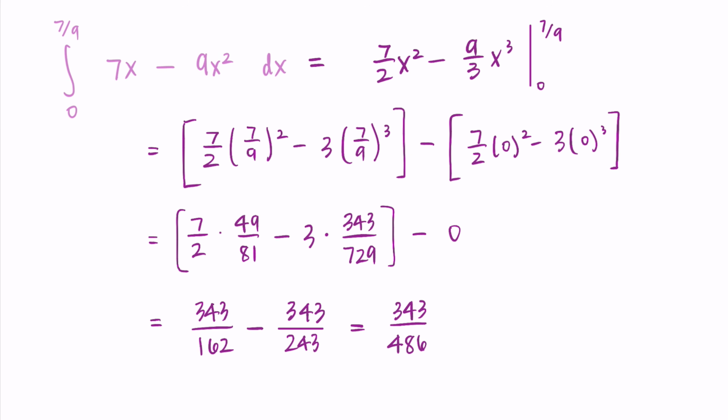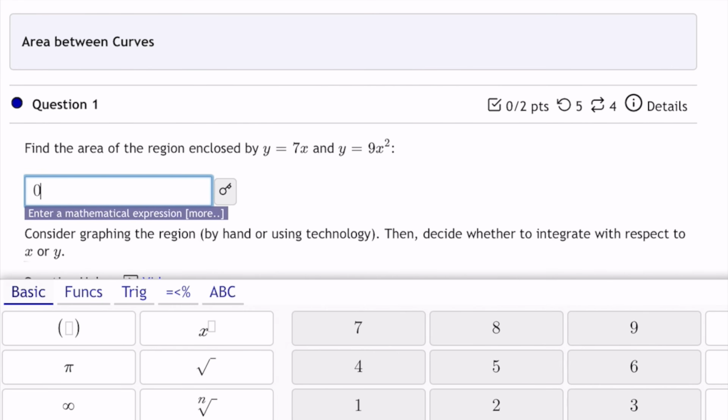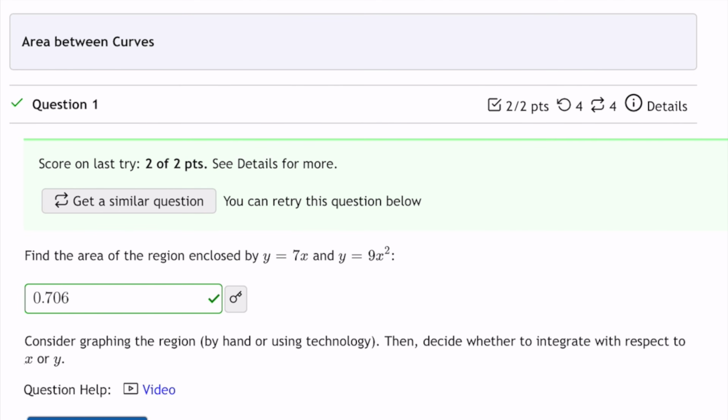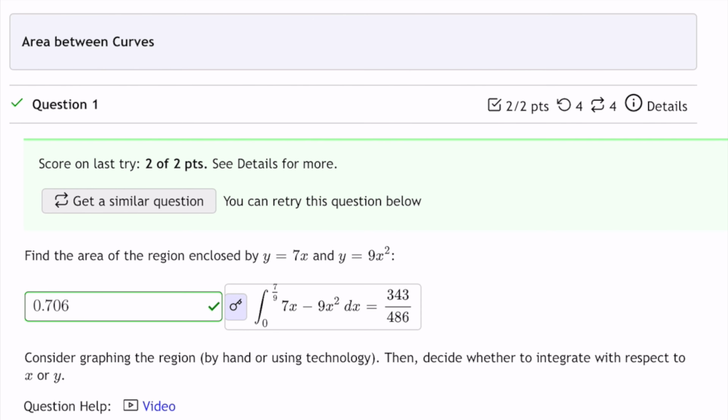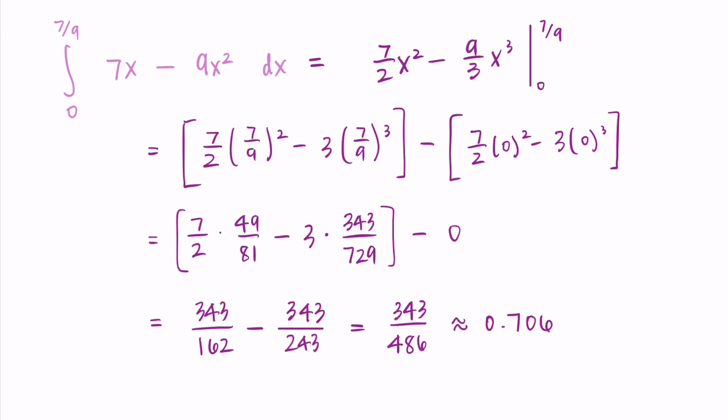But you could also get a decimal answer for this. I got 0.706 with rounding to 3 decimal places. So then we should be able to go to our question and type in that answer, and I'm seeing that it works. And if I check the solution, I get that yucky fraction I was talking about, that 343 over 486.